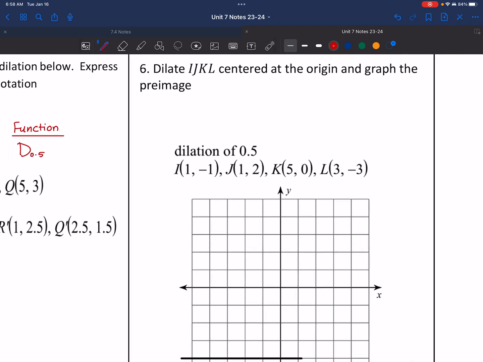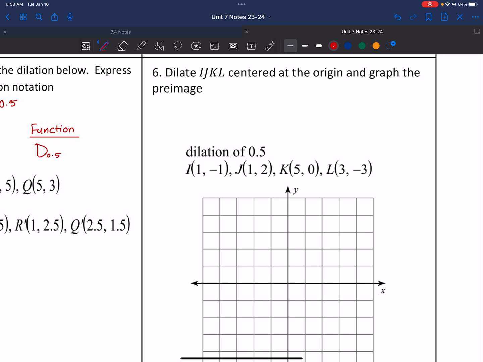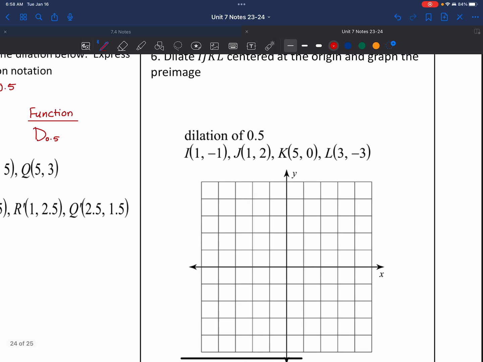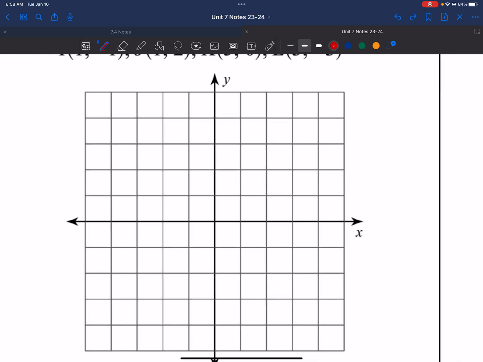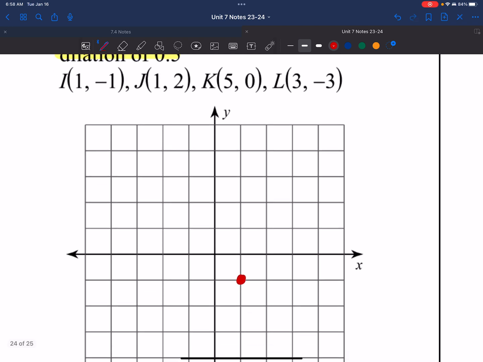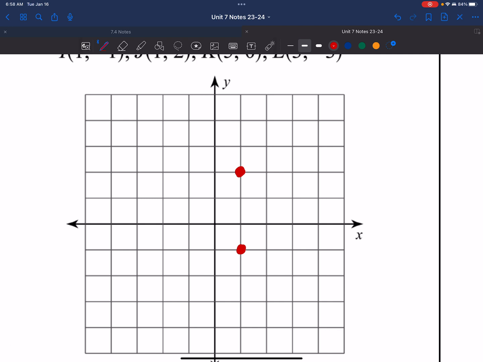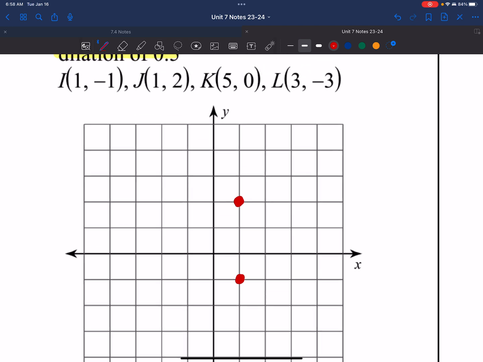Number 6, it says dilate IJKL centered at the origin and graph the preimage. So I have a dilation with a scale factor of 0.5, okay? 0.5 is our scale factor here. And so it gives us all of our preimage points, I, J, K, and L. So the first thing I'm going to do is plot all of these preimage points. So I is at 1, -1. J is at 1, 2. K is at 5, 0. L is at 3, -3.